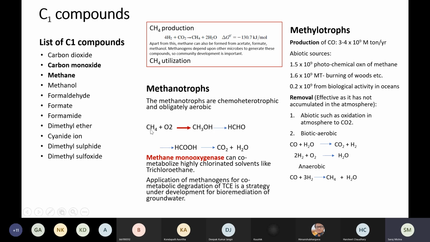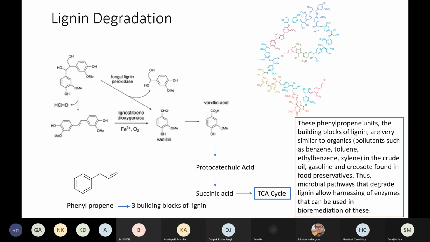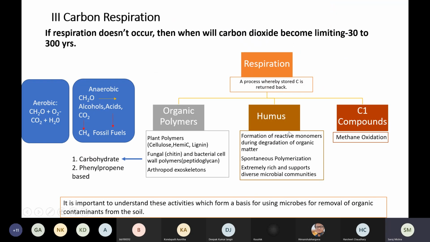And how does methane get converted into carbon dioxide? Methane is first converted, with a single oxygen added here, to methanol, then formaldehyde, formic acid, carbon dioxide, and water. So that is how methane is metabolized. So we are discussing this leg of the respiration, the C1 compounds.